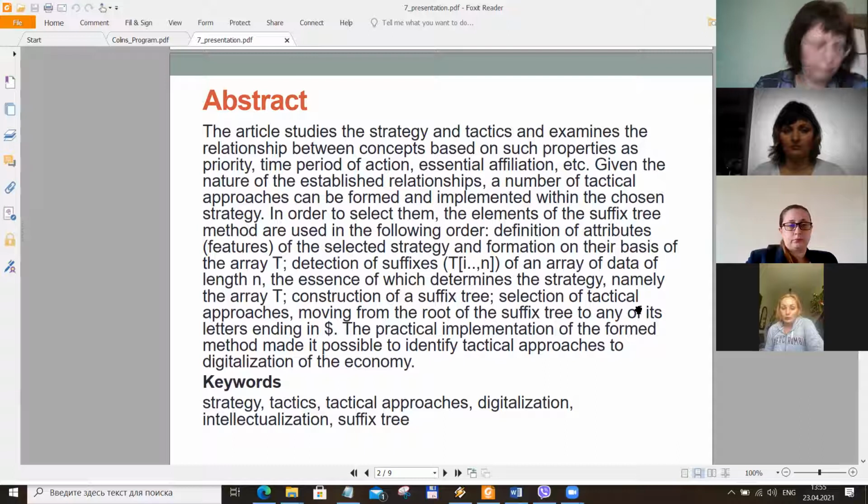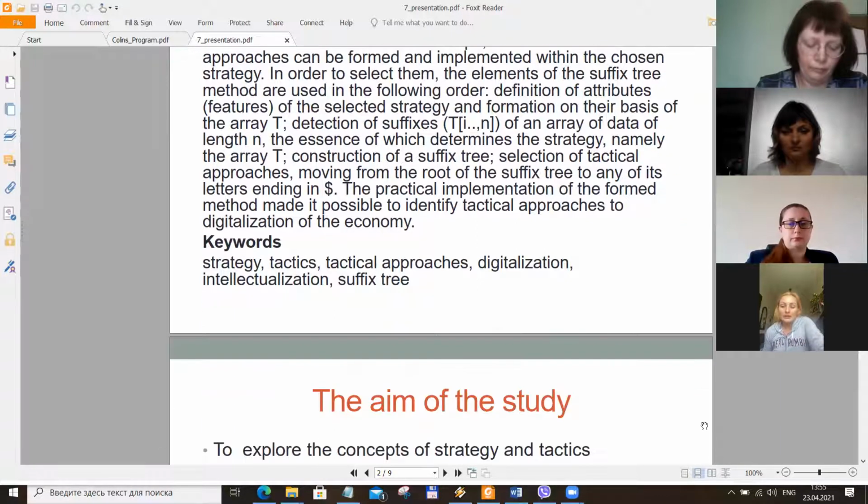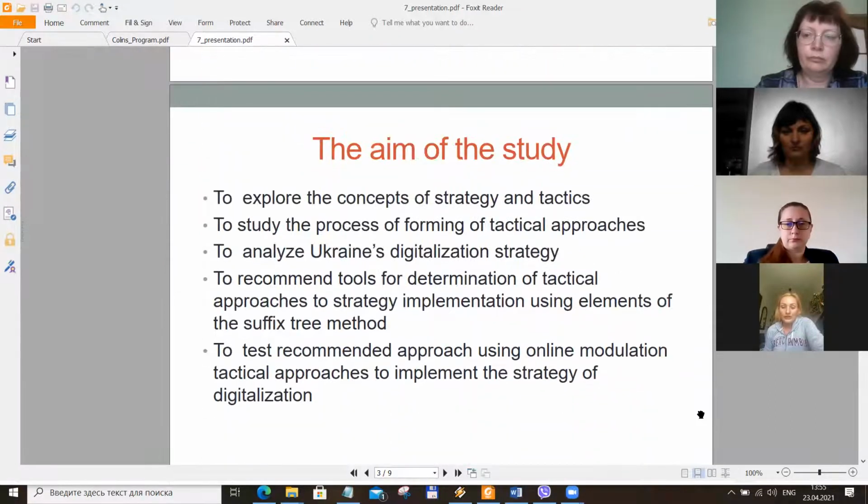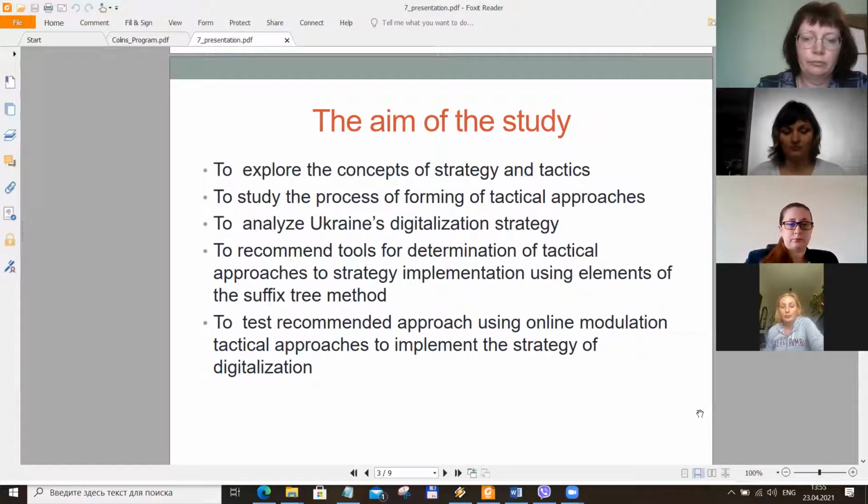And also we did the practical implementation of the suffix tree method, which made it possible to identify tactical approaches to digitalization of the economy. And also you can see our abstract and the keywords of our articles. So we set the following goals of our study. First, we need to explore the concept of strategy and tactics. And then we needed to study the process of forming of tactical approaches.